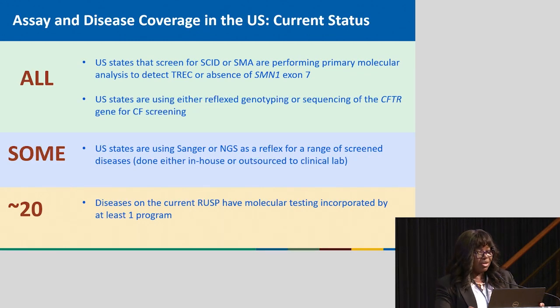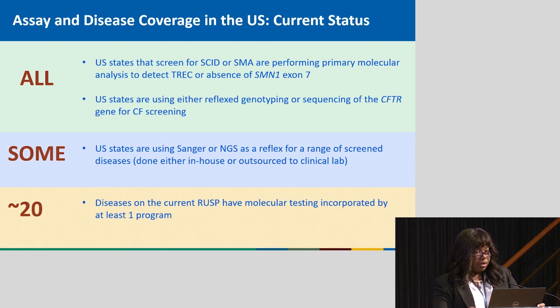Taken together, we see that all states in the U.S. screening for SCID and SMA are currently employing a first-tier molecular assay and are using either genotyping and, in a few cases, gene sequencing reflex assays for cystic fibrosis. There are some programs in the U.S. that are using either Sanger sequencing or next-gen sequencing as a reflex for other diseases on their screening panels, and this is accomplished either in-house or through outsourced contract laboratories.